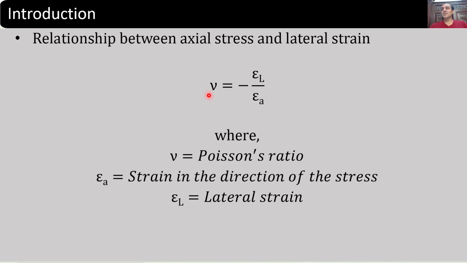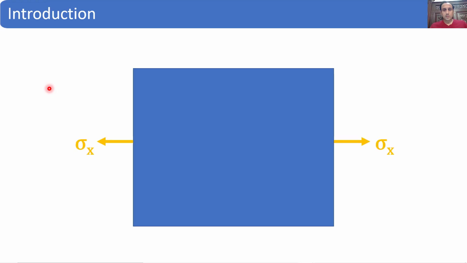If I put 0.3 here, what is the significance of that 0.3? How does it relate the axial and lateral strain? Yes, lateral strain is basically 0.3 times the axial strain. So that's it, we can go forward.